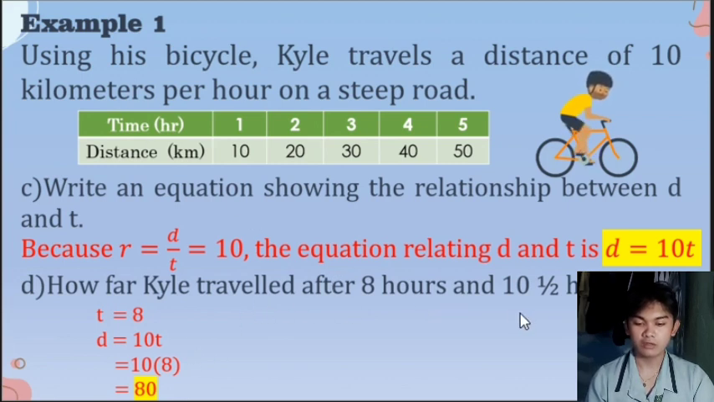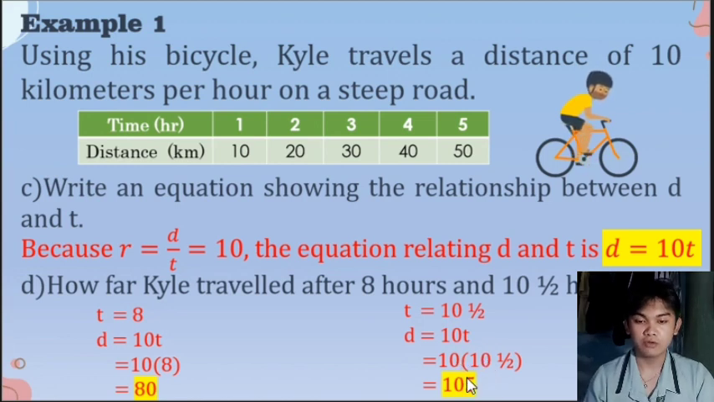But how about after 10 and 1/2 hours? We will just have the same procedure. When t is equal to 10 and 1/2, d is equal to 10t, our equation of variation. Substitute the value of t, which is the given 10 and 1/2. So 10 times 10 and 1/2 is equal to 105. So Kyle traveled 105 kilometers after 10 and 1/2 hours. So do you understand?